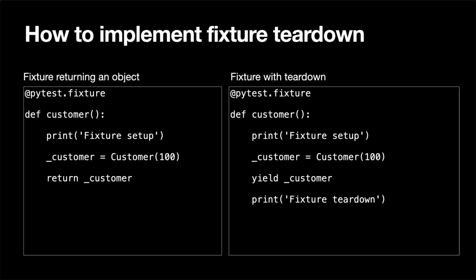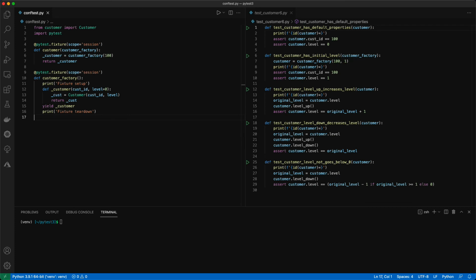The fixture on the left is the one we've been using so far. To add teardown steps, instead of using return, we can use yield to return the object after creating it. When the test function finishes using the fixture, the code after yield runs, so you can write cleanup logic here. There's nothing to clean up in the example, so let's add print statements for demonstration purposes.